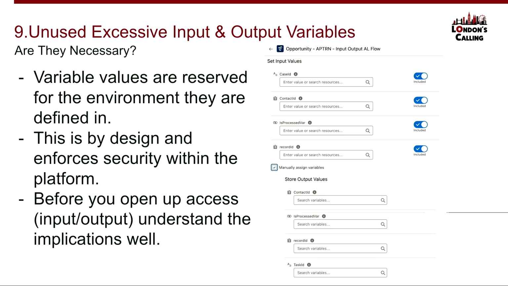This is by design: variable values are reserved for the environment they are in. So you created an environment, this is your flow, you're running your logic, your variables are going to live and die in your environment, right? So that's by design. And if you need to make that available, input, output, outside your flow, you need to know the implications. There are security implications.